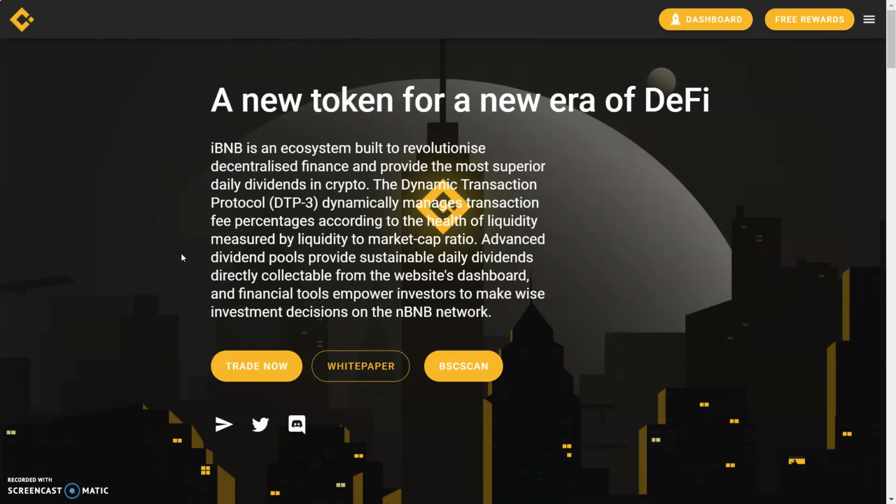With that being said and out the way, let's get started. We got iBNB, an ecosystem built to revolutionize decentralized finance and provide the most superior daily dividends in crypto. The Dynamic Transaction Protocol, DTP3, dynamically manages transaction fee percentages according to the health of the liquidity, measured by the LP to market cap ratio. Advanced dividend pools provide sustainable daily dividends directly collectible from the website's dashboard, and financial tools empower investors to make wise investment decisions on the BNB network.